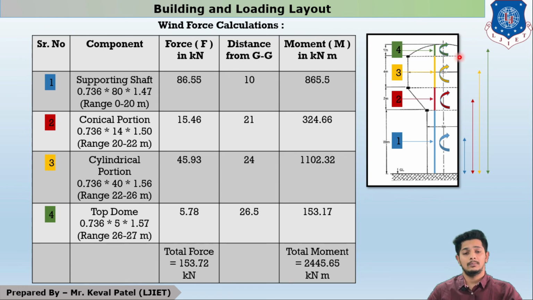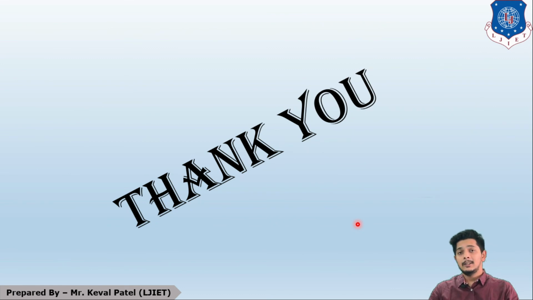And for the top dome, the CG will be 4 plus 2 plus 20, that is 20 plus 6, 26, and half of 1, so 26.5 will be the CG distance, and the force will be 5.78. So force into distance will give me the moment. After that I will write down the total wind force and total wind moment. Total wind force is coming out as 153.72 and total moment is coming out as 2445.65 kilonewton meter. So that's it in this chapter. This chapter ends here. Thank you.